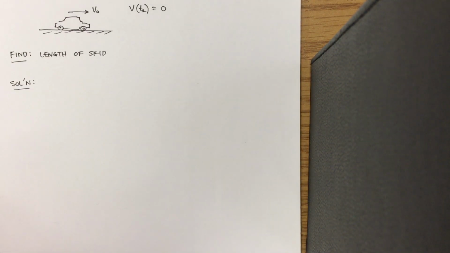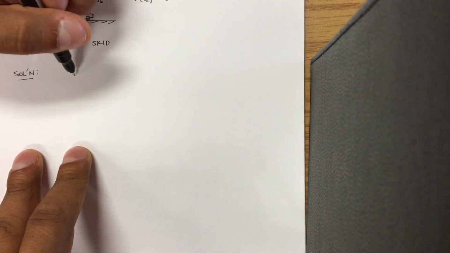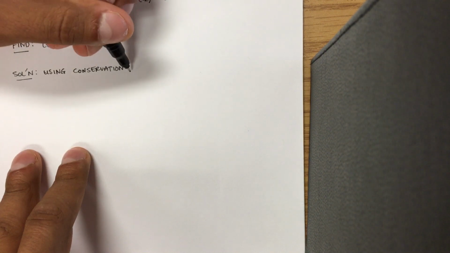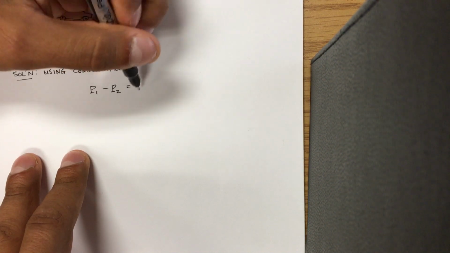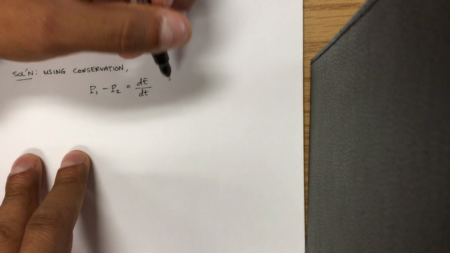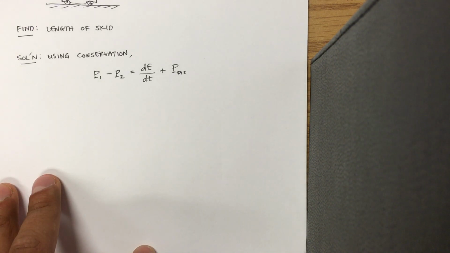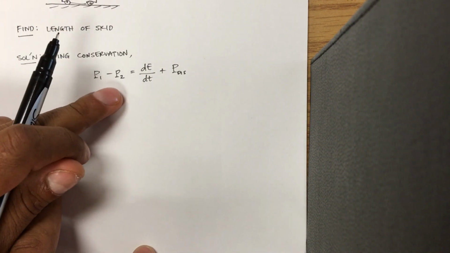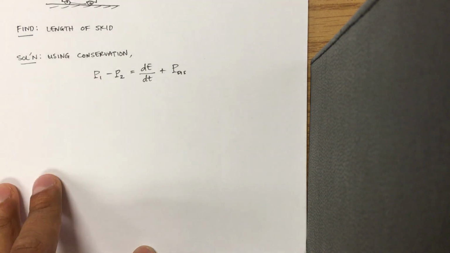So for our solution, we can make use of our conservation of energy, where we have P1 minus P2 equal to the change in energy stored plus the dissipative power. Okay, so if we look at the power quantities here at state 1 and state 2. At state 1, when the car is traveling and right before it brakes, actually let me back up. We should define our system boundary here.